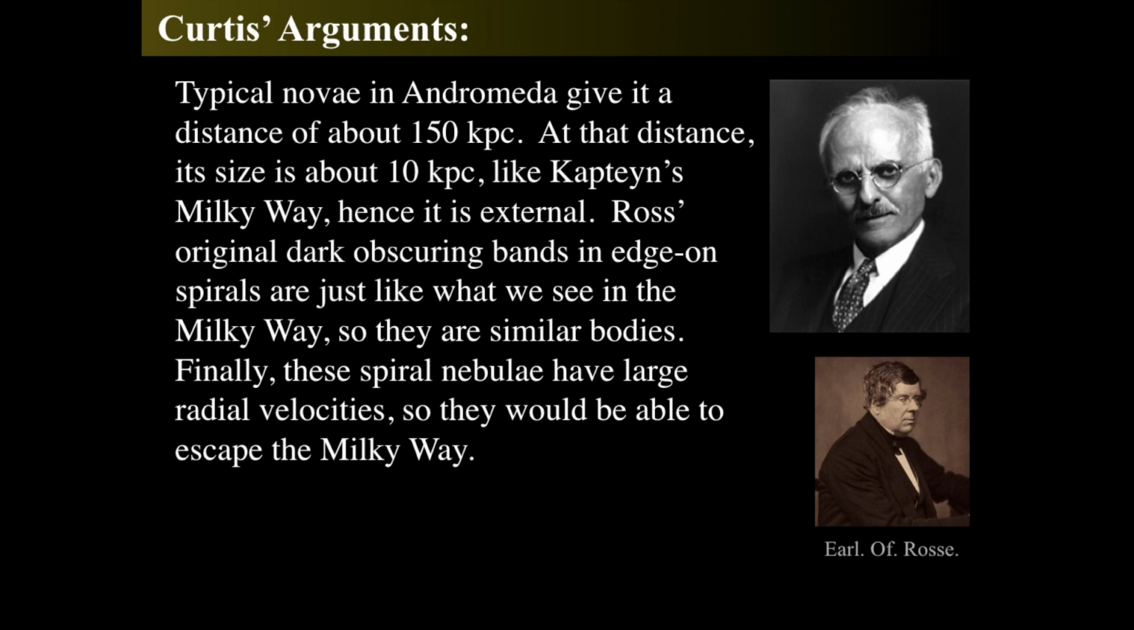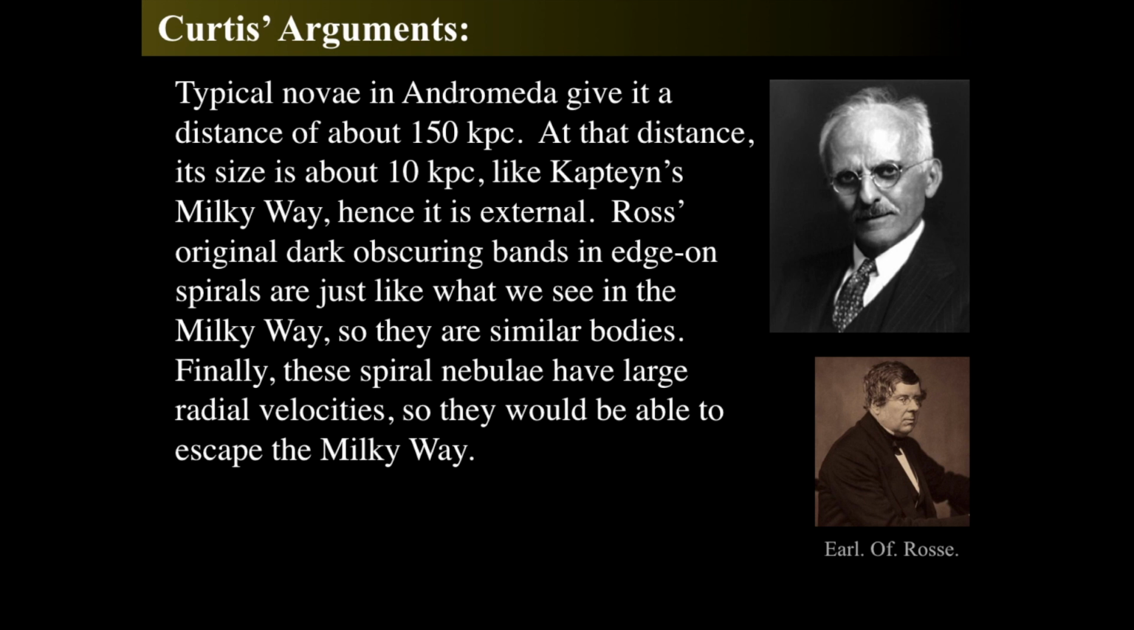Curtis, however, said a typical nova in Andromeda gave it a distance of much, much further. That's really odd. The single nova that Shapley was talking about made it close, but if a typical nova was out there, it's very far. And so the distance is about 10 kiloparsecs. That gave it roughly a size of Kapteyn's Milky Way at that distance. And so therefore, it's an external object and really far.